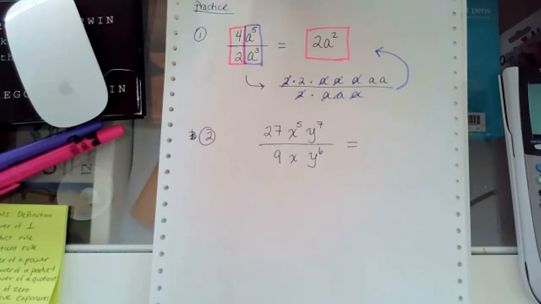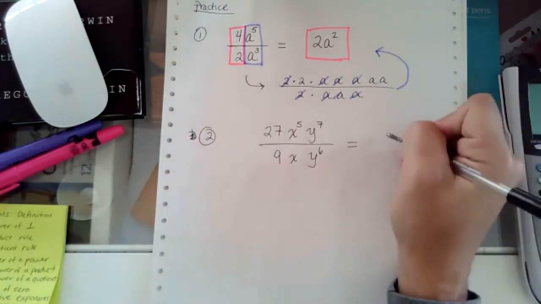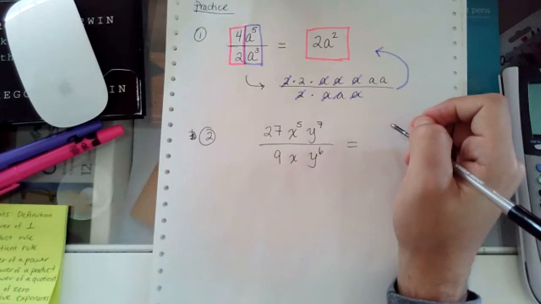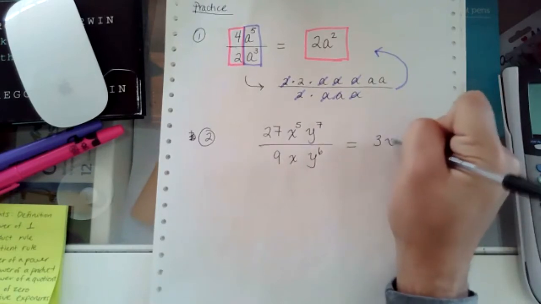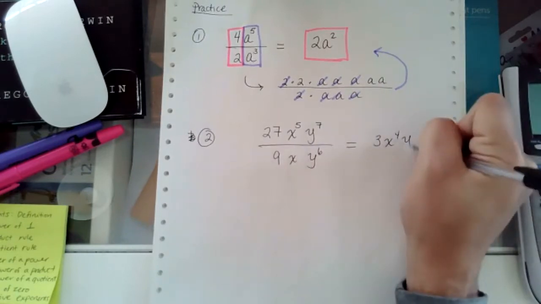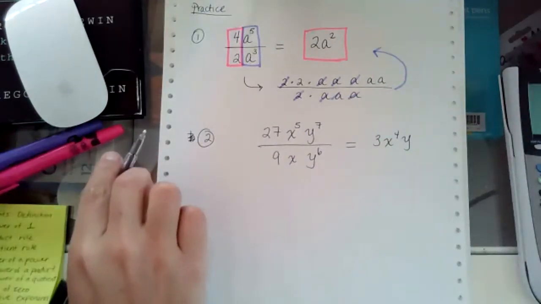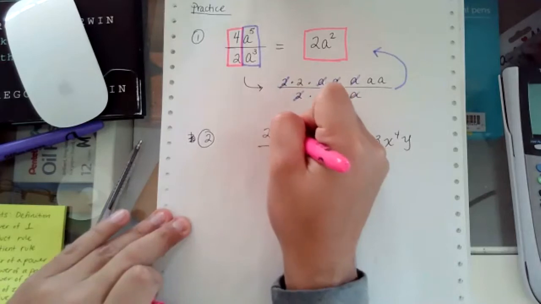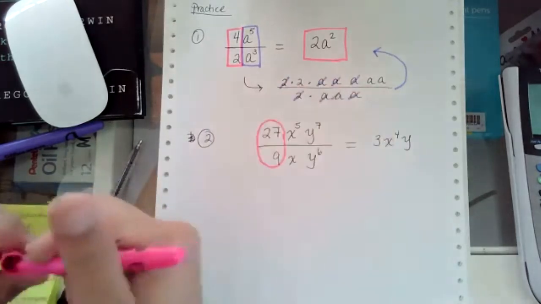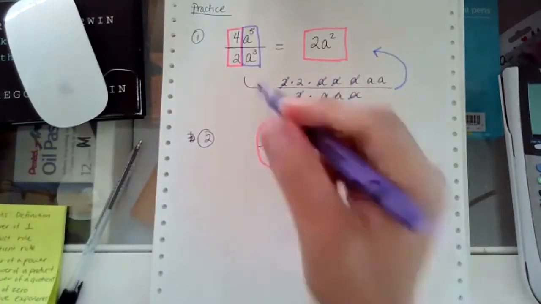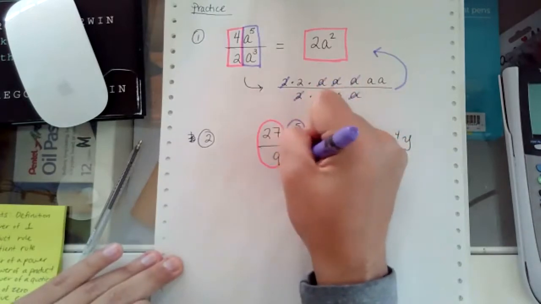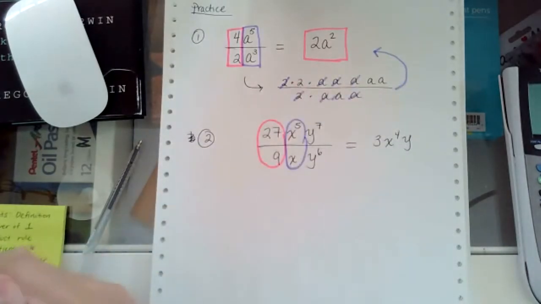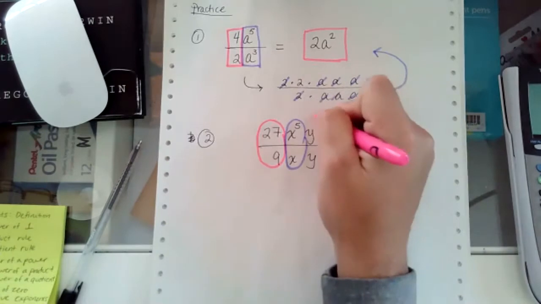I got 3x to the 4th and then y. That's what I got too. 3x to the 4th y. Looks good to me. Again, another situation where I like to just say, let's look at the numbers. And then for each of the variables in the expression, we can just look at those separately. I don't have a third highlighter, so I'll just switch back to pink for the y's.